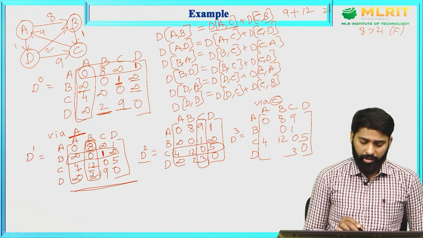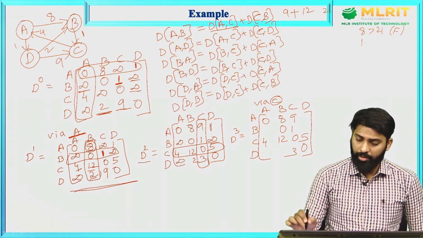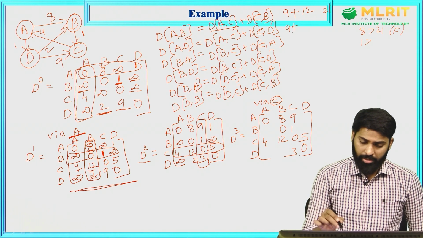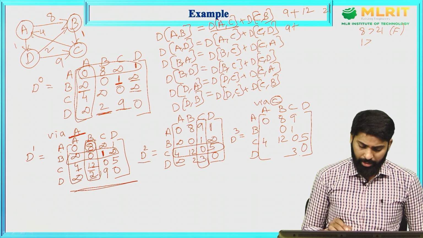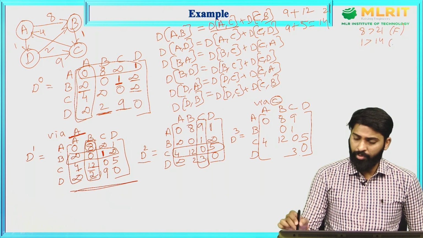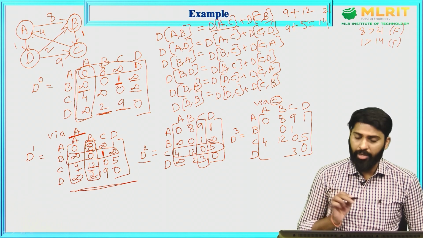What is the actual value of distance of A to D? 1. Find distance of A to C is 9 plus distance of C to D is 5. So 9 plus 5, 14. Is 1 greater than 14? False. So I write the same value, 1 here.